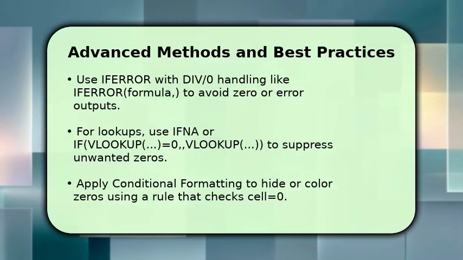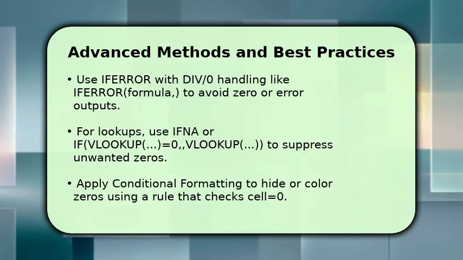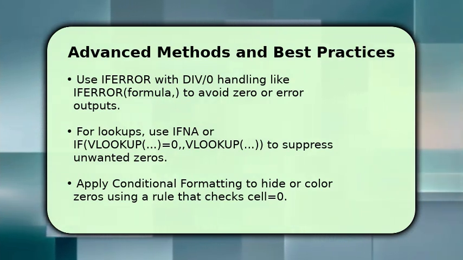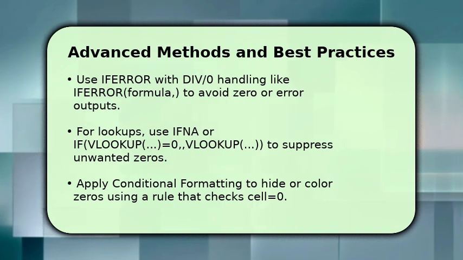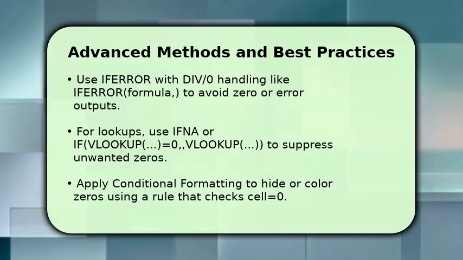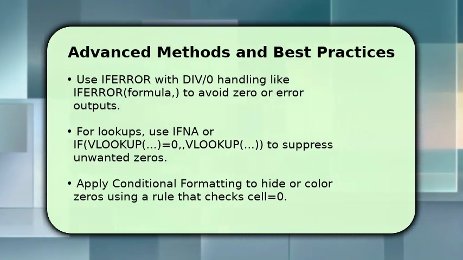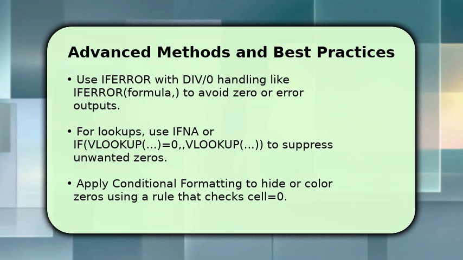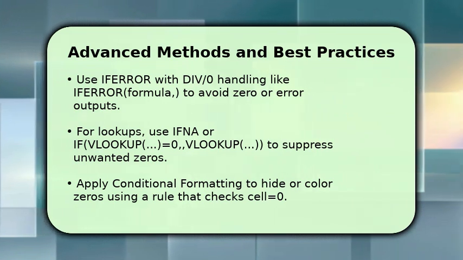Use advanced methods to prevent zeros and retain accuracy in workbooks. Use IFERROR around calculations to avoid showing zero or error text, for example IFERROR(formula,""), to display a blank. For lookup formulas, use IFNA or conditional checks like IF(VLOOKUP=0,"",VLOOKUP) to suppress unwanted zeros.